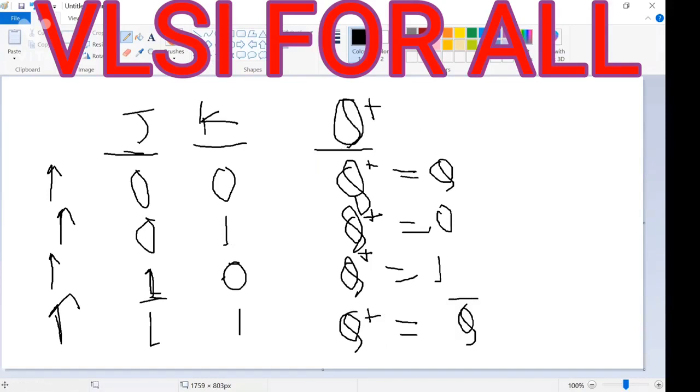Now I will come back to the question. We have to construct a JK flip-flop. We are given a D flip-flop, a 2:1 mux, and an inverter. So how to approach this problem? We all know a D flip-flop, right? The equation of a D flip-flop is that the next state is always equal to D, the input.